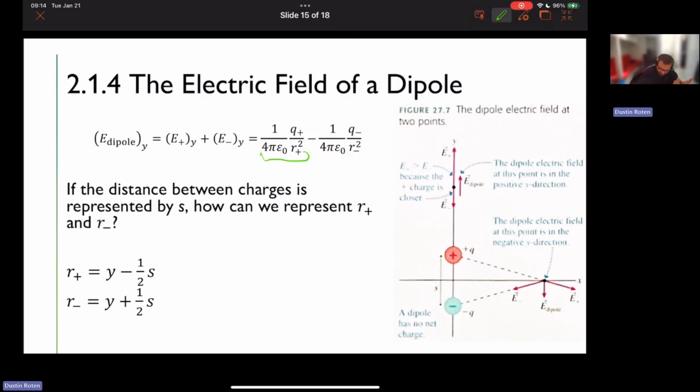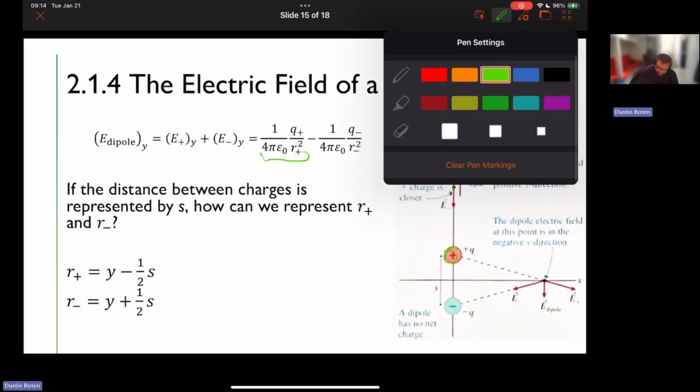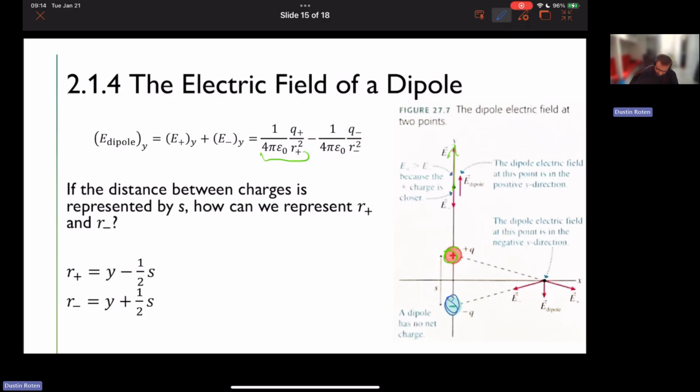So we have our positive component, which is here. We have our negative component. We can add these two things up. We know that the negative component is going to be negative because it's pointing in the negative y direction. Now we need to represent these distances not by just r. We can be more creative and it'll actually be more helpful.